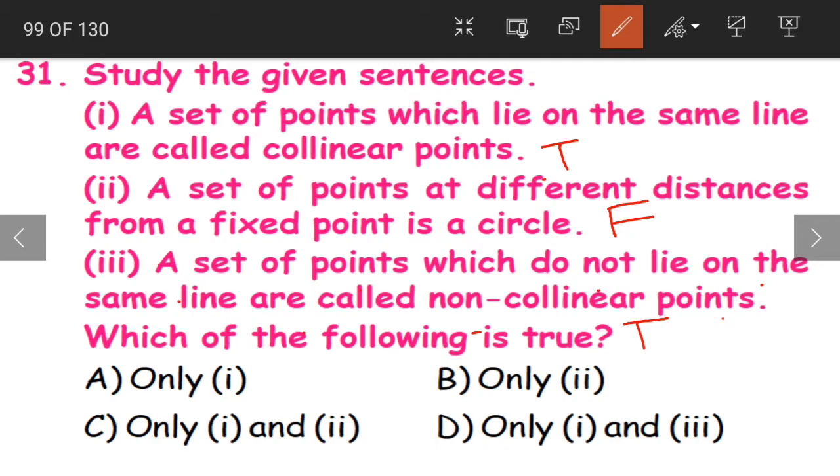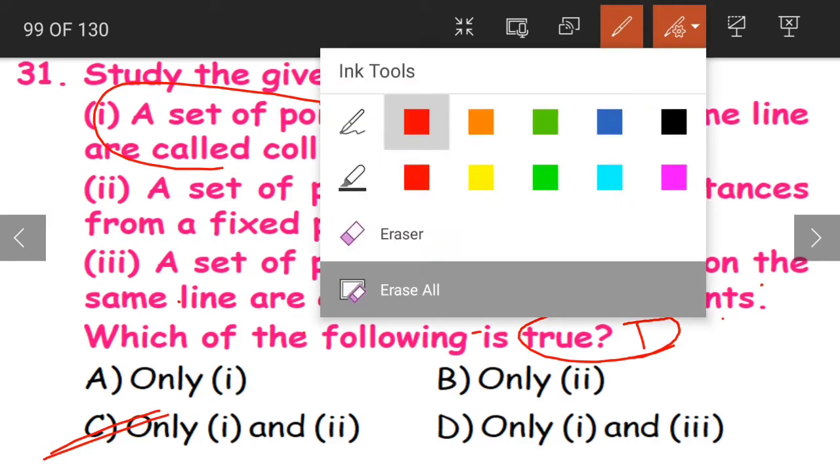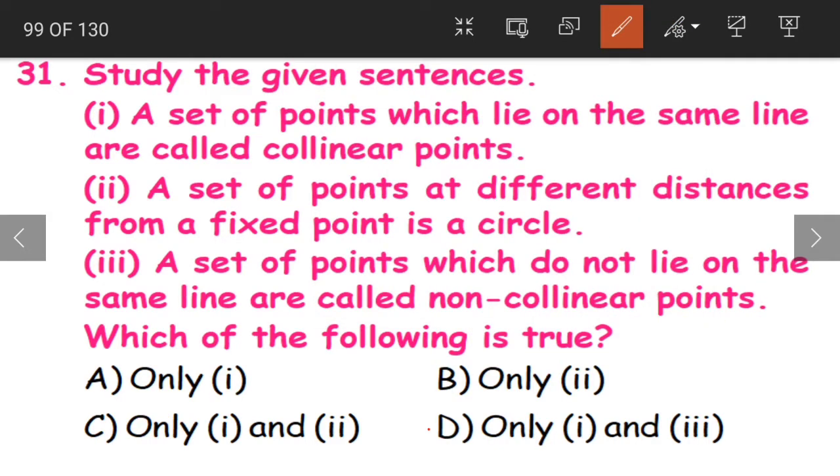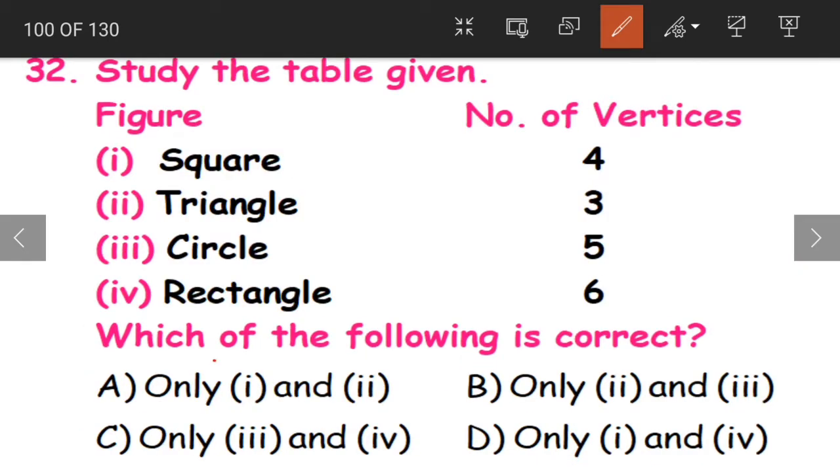So, which are the true statements, children? Statement 1 and statement 3, that is option, which option, children? It is option D. Only statement 1 and 3 are true from the given sentences. Question 32. Study the table given. So that means we have to find which of the following is correct.